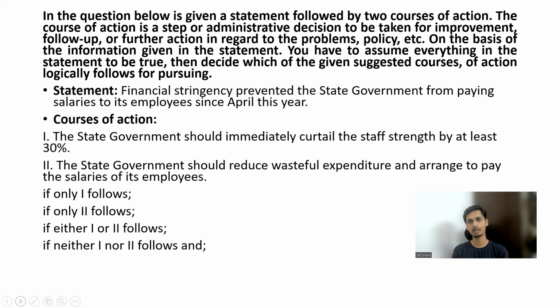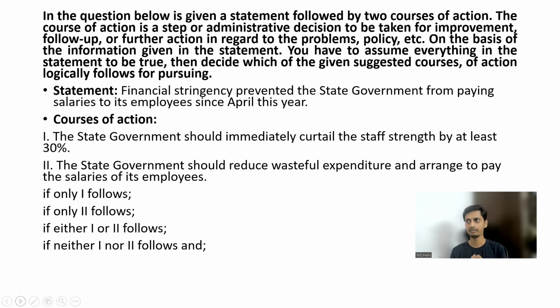So here you have a problem. The problem is a statement. Financial stringency prevented the state government from paying salaries to its employees since April this year. Due to the financial constraint, the state government can't pay salary for its employees from April of this year. So this is the problem. Now you have to take the action. So what action will you take? Now look at the first action. The state government should immediately curtail the staff strength by at least 30%. So they are asking you to reduce the staff strength by 30%.